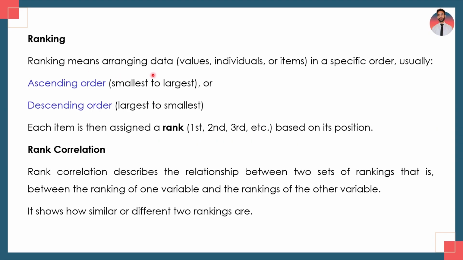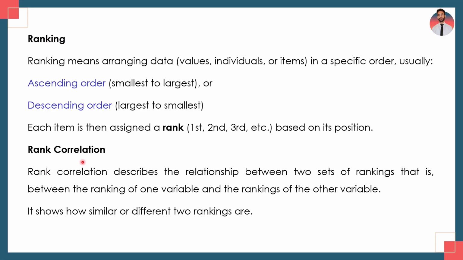Ranking means arranging data in a specific order. Usually we rank the data in ascending order, smallest to largest observations, or descending order, largest to smallest one. Now students, for example, we have the marks of the students or heights of the individuals. So we rank the data according to its magnitude. Each item is then assigned a rank: first, second, third, and fourth, etc. based on its position. This is called ranking.